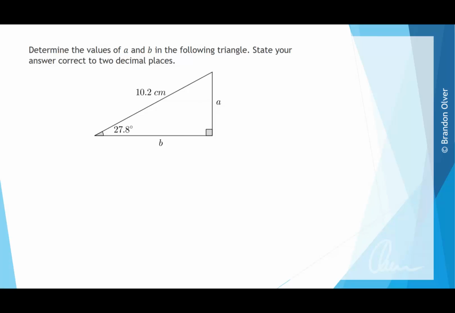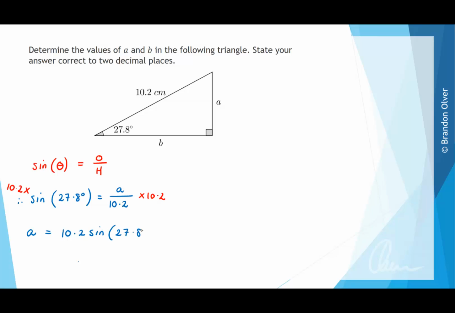So A sits opposite the angle, and we have the hypotenuse, so that means that we can use the ratio that sine of the angle theta is equal to the opposite over the hypotenuse. Therefore, sine of 27.8 degrees is equal to the opposite, which is A, divided by the hypotenuse, which is 10.2. Multiplying both sides of the equation by 10.2 will allow us to find A by itself, and this gives us that A is equal to 10.2 times sine of 27.8.